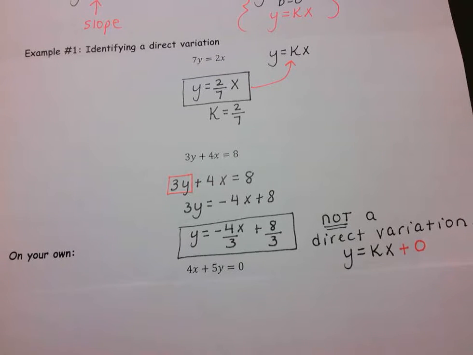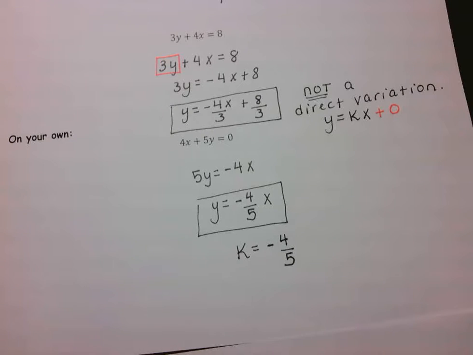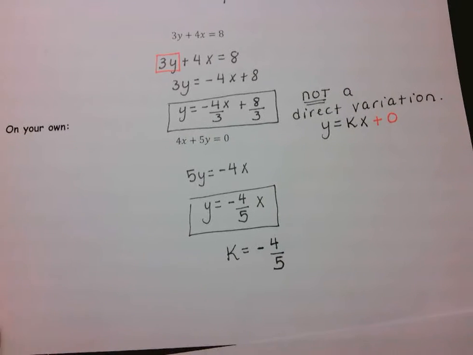Okay, so go ahead and hit pause and work out this one on your own and determine, is this equation a direct variation? And if it is, what is the constant of variation? And so here's your answer. y equals negative 4 over 5 times x. Yes, it is a direct variation, and the constant of variation is negative 4 over 5.